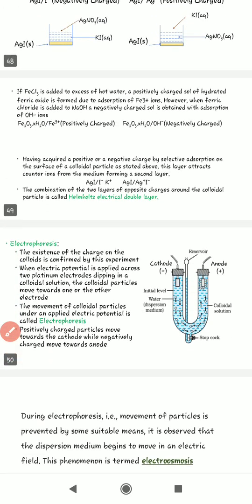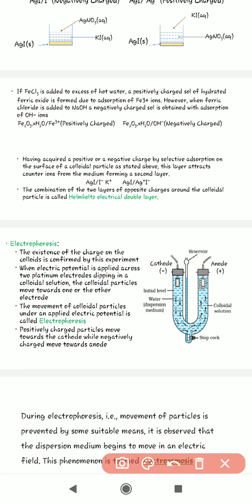Similarly, another example: when FeCl3 is added to excess of hot water, a positively charged sol is formed due to adsorption of Fe3+ ions. However, when ferric chloride is added to sodium hydroxide, a negatively charged sol is obtained with the adsorption of OH minus ions.